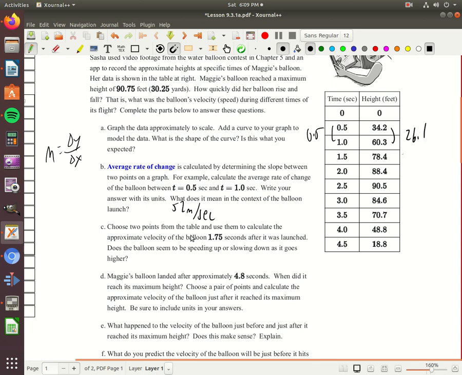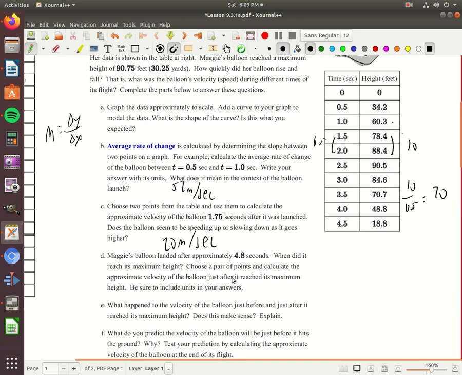It says choose 2 points from the table and use them to calculate the approximate velocity of a balloon in 1.75 seconds. Well, if I'm looking at 1.75 seconds, it would make sense to use these 2 points, right? That's halfway between. And you can see my change in y is 10 and my change in x is 0.5. So 10 divided by 0.5 is going to be 20. So I'm going up 20 meters a second.